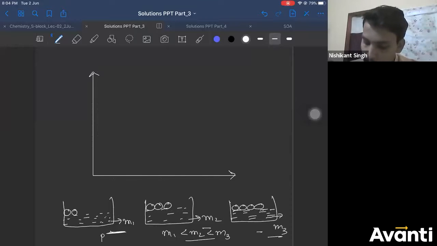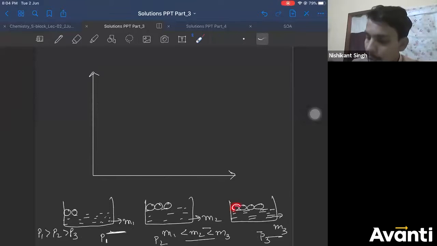So if this is the vapor pressure of the solution P1, this is P2, this is P3. What will be the order of P1, P2, P3? P1 is greater than P2 greater than P3. When you add more non-volatile solute to it, it will not be able to form vapors easily. So its vapor pressure will be least. It cannot form vapor easily. So vapor pressure is least, correct?